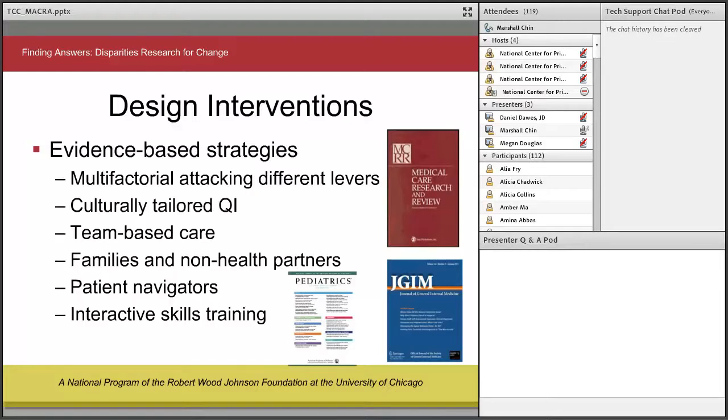Not surprisingly, involving families and communities and non-health partners in the solutions. Also patient navigators or promotores or community health workers, a lot of good evidence for that. And then interactive skills training. As opposed to a didactic lecture, interactive skills training, for example, demonstrating how to use an inhaler for asthma, can be effective.